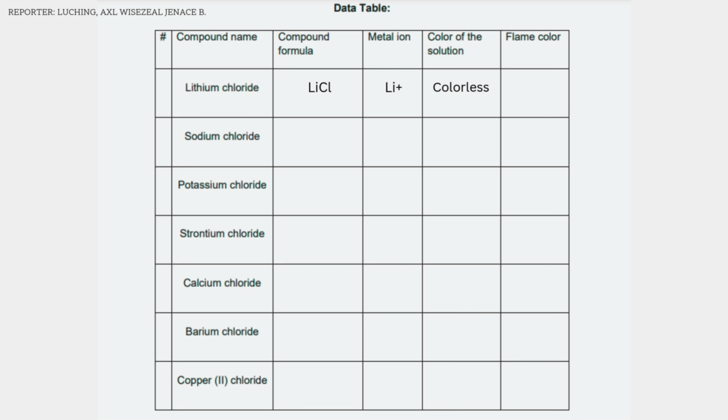And lastly, the flame color. Since this is a flame test, we are going to observe the color of the flame of the compound solution. For example, if the result of the flame color in lithium chloride is crimson red, then you are going to write crimson red. If it is blue, then you are going to write blue. Then voila, you are done answering the data table.